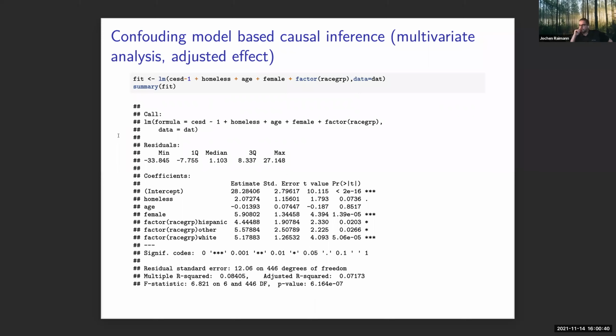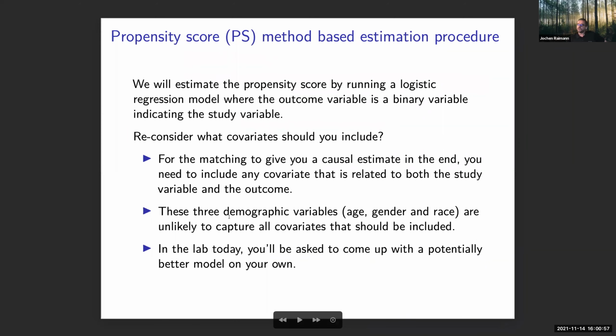So now what else? We're testing now for an additional parameter. We essentially lower the effect. The estimate gets smaller because age, gender, and race already have influence. And we're getting closer. So we have a propensity score that was developed by running a logistic regression model, where the outcome variable is a binary variable indicating the study variable.